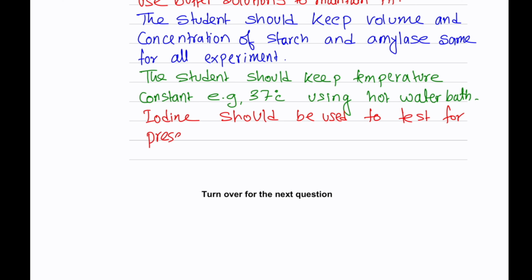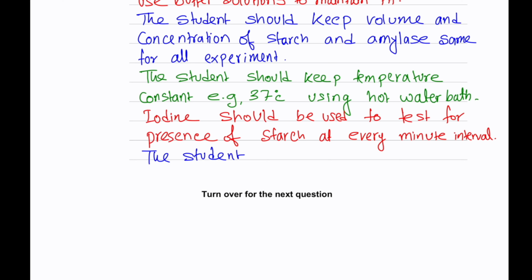So let's say we will repeat the experiment at a human body temperature, which is 37 degrees Celsius. So all of the experiments will be done at 37 degrees Celsius. Okay, and we will maintain it using an electric hot water bath. Then we are going to use iodine to test for the presence of starch, as the amylase is going to work on that starch, is going to break down the starch.